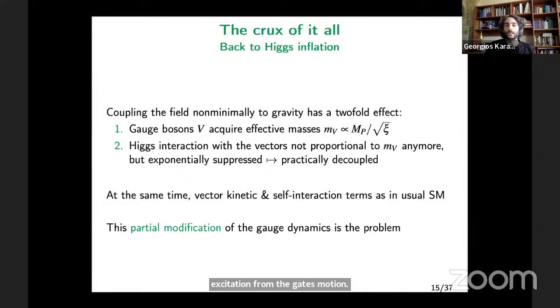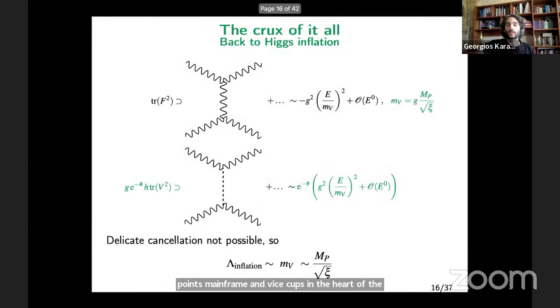Now, at the same time, the vector kinetic and self-interaction terms, which are contained in the abelian and non-abelian field strengths, are completely unaffected by moving from the Jordan to the Einstein frame and vice versa. And the heart of the problem, the crux of the problem, is really this partial modification of gauge dynamics. This is a sketch of what I said in previous work. We still have the non-abelian gauge fields interacting through their field strength, and still, the longitudinal components of the vector bosons behave such that the amplitudes of these processes asymptote to energy squared.